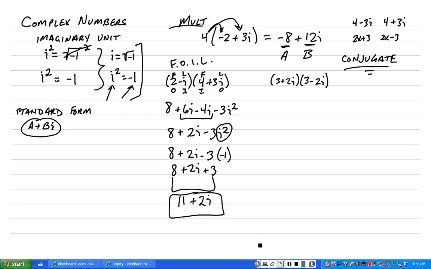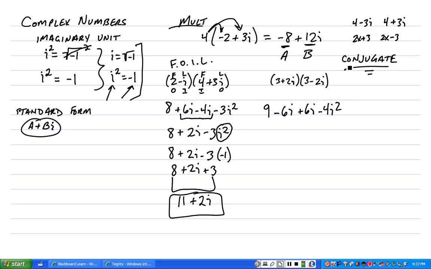Okay, so again, a binomial here, 2 terms, binomial here, 2 terms. So we can FOIL. So first and first is going to give me a 9. Outside is going to give me a negative 6i. Inside is going to give me a positive 6i. Last and last gives me a negative 4i squared.